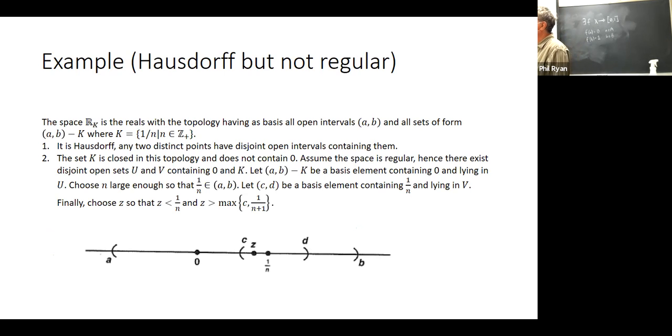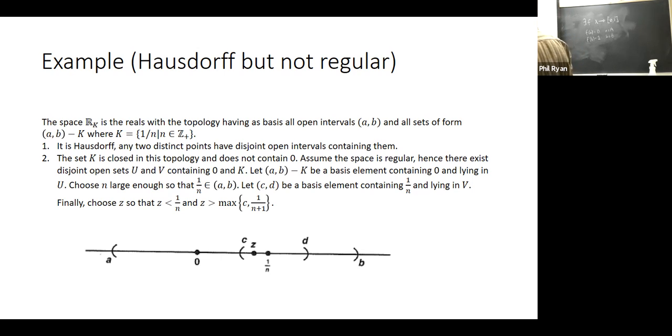So we've shown that T4 implies T3 implies T2 implies T1 implies T0, but we haven't shown that it doesn't go the other way. And there are spaces which are Tn but not Tn plus 1.